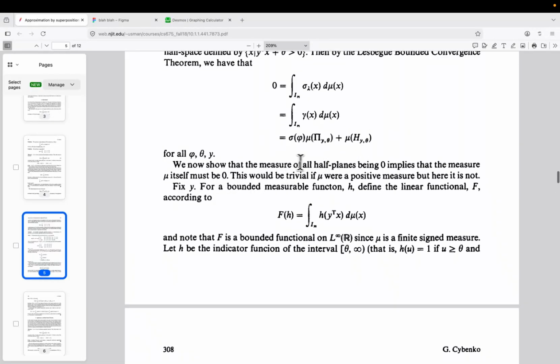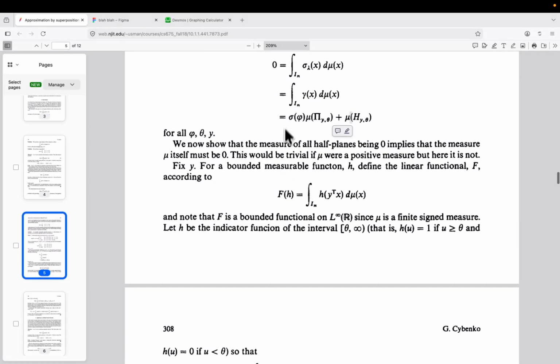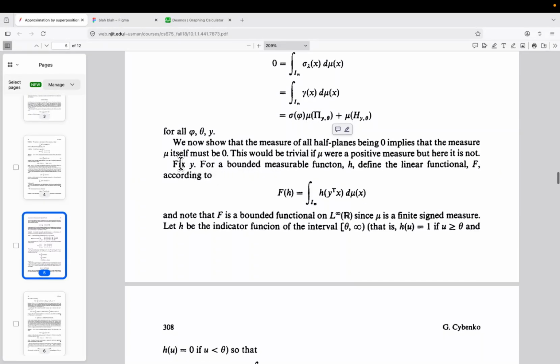We now show that the measure of half space planes being 0 implies that the measure must be 0. This would be trivial if the measure were positive. So we're saying that it must be 0 if mu is positive, because if it's negative, obviously this sum may be 0 as well even if mu is not 0. Fix y. Alright, we are fixing that.